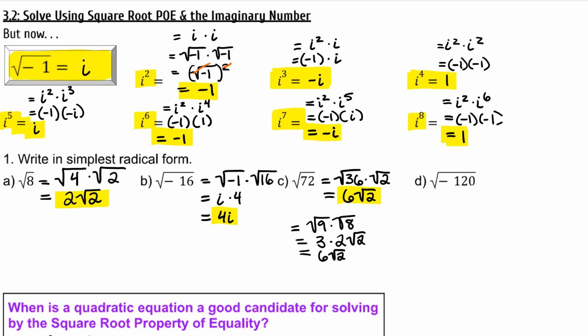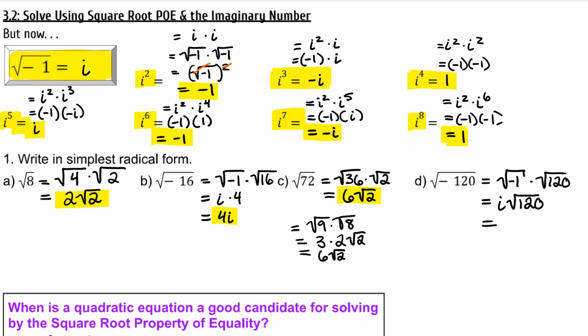120 has a perfect square factor and a negative in it. So let's rewrite this as a product. First, I'll take out the negative. We write the i in front of the root. We don't want to write anything after the root that's not under it, because sometimes if you get sloppy with your roots, then it's confusing to see what is under the root and what is outside of it.